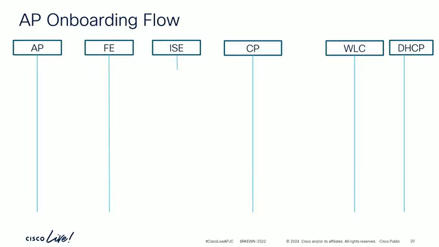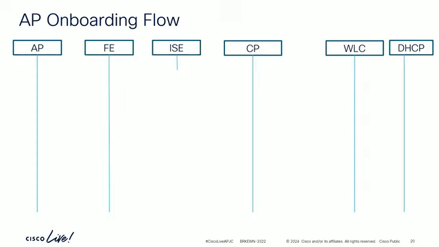Here we have various components involved as part of the solution, like AP, Fabric Edge, ICE, CP, that is control plane node, WLC, and DHCP server. Not only that, in the background, we do have Catalyst Center, right? The Catalyst Center has deployed the network. That is the assumption here. And once the Catalyst Center configures the IP pool and the deployment is done, that IP pool is part of infra VN. Please take note of that. It's part of infra VN, okay?